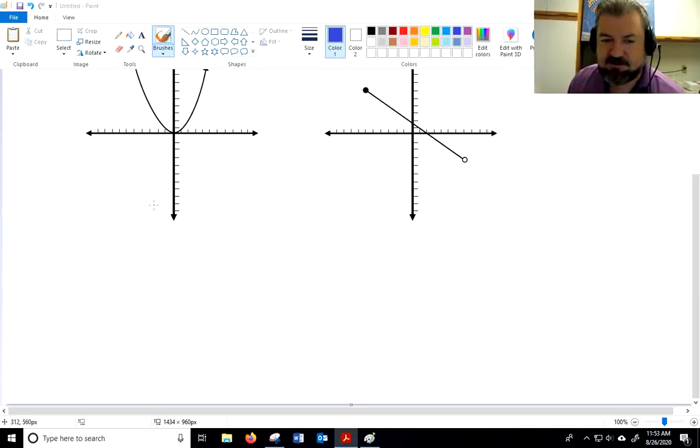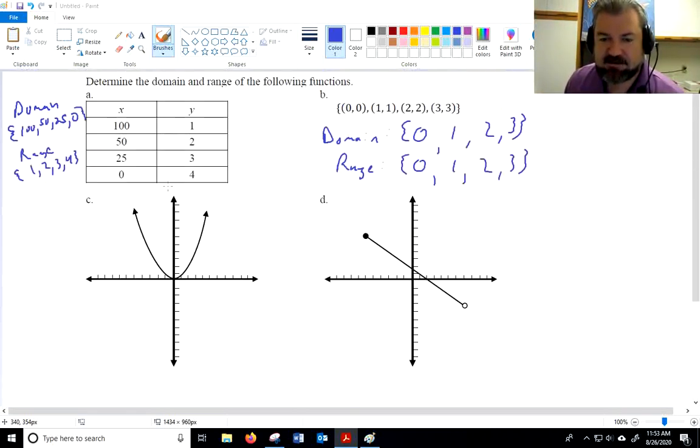All right, let's take a look at letter C. Okay, so what's the domain here? Well, because of the arrows, we can say that this graph is going forever to the left and to the right. So it would be negative infinity to infinity, or all real numbers.